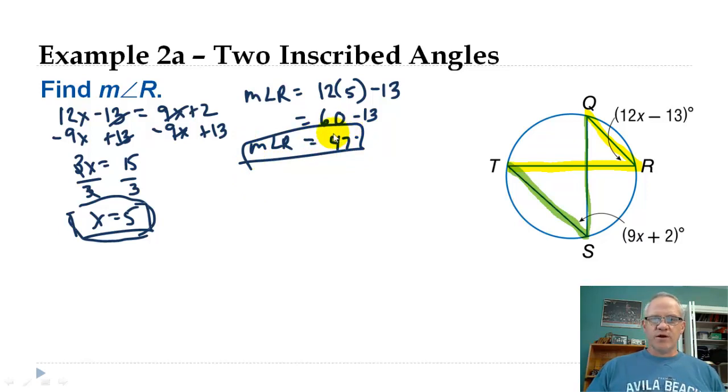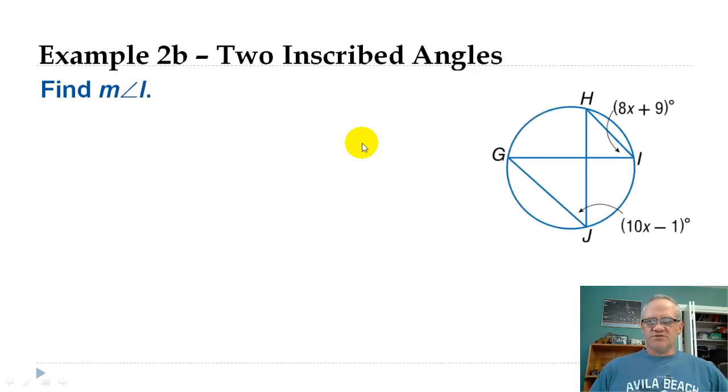And by the way, remember how we could check this? Since that yellow angle is supposed to be the same as the green angle, what if we put 5 in here? 9 times 5 is 45, plus 2 is 47. Good, checks out. All right, let's do this one more time here.